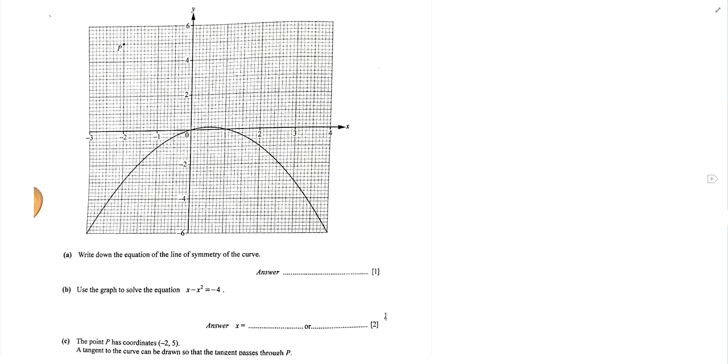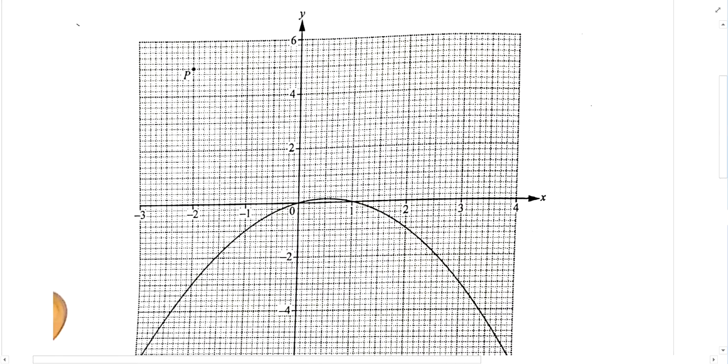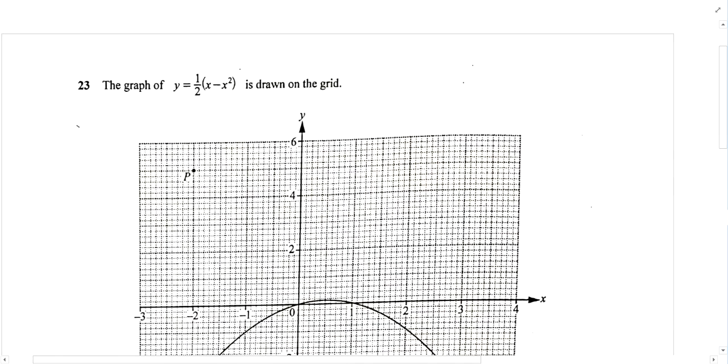Okay, 23, write down the equation of the line of symmetry. It is given that this is the equation. What kind of equation is this? Starts with Q. Quadratic, because there's a power 2. Okay. What is the shape of the graph?